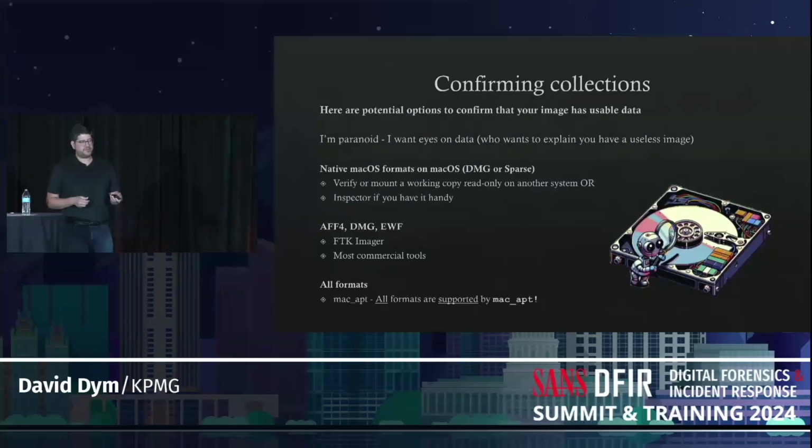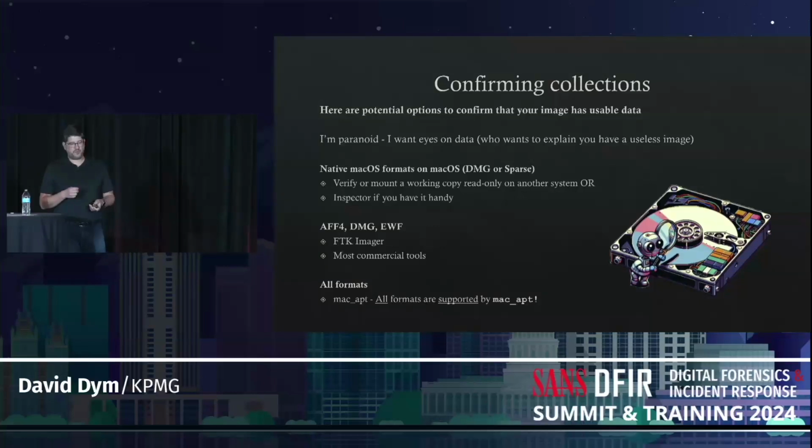I'm a paranoid person. I've done so many collections that have gone wrong for somebody. It's fine that the system says it acquired data and it verified it, but I want to know if we can parse the file system. So if it's a DMG or sparse, you can verify it by making a forensic working copy. You could mount it read-only on another Mac. You can use Inspector.